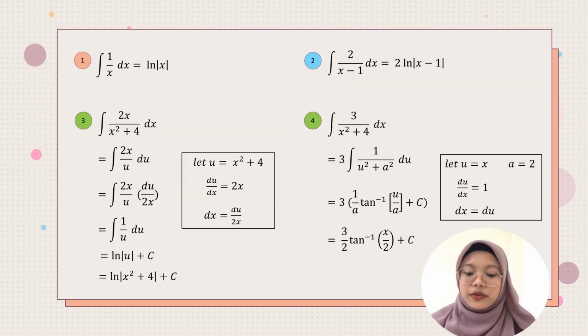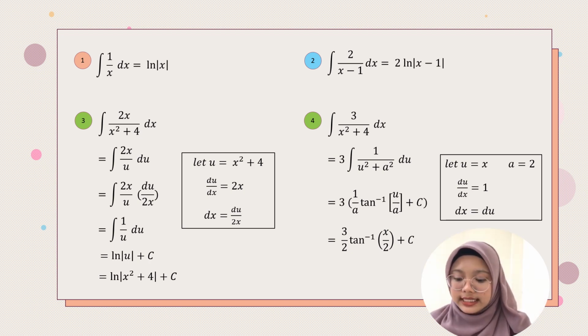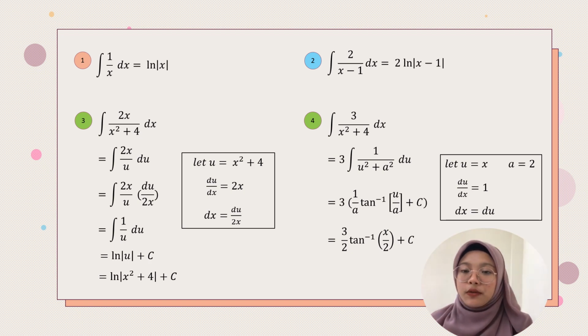The integration of 1 over x dx will equal to ln modulus x. Next, the integration of 2 over x minus 1 will equal to 2 ln modulus x minus 1. While for the integration of 2x over x squared plus 4 dx, we will use the u substitution method. For the u substitution method, we must let u as x squared plus 4 and du will be 2x dx. So dx will be du over 2x.